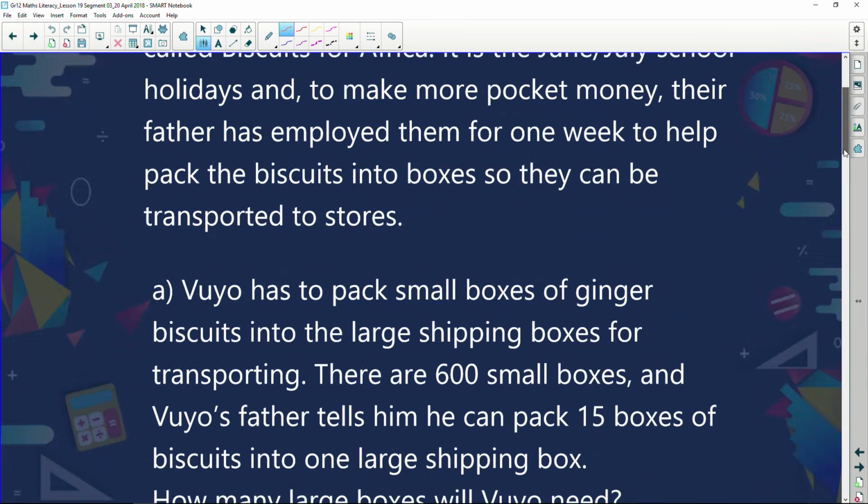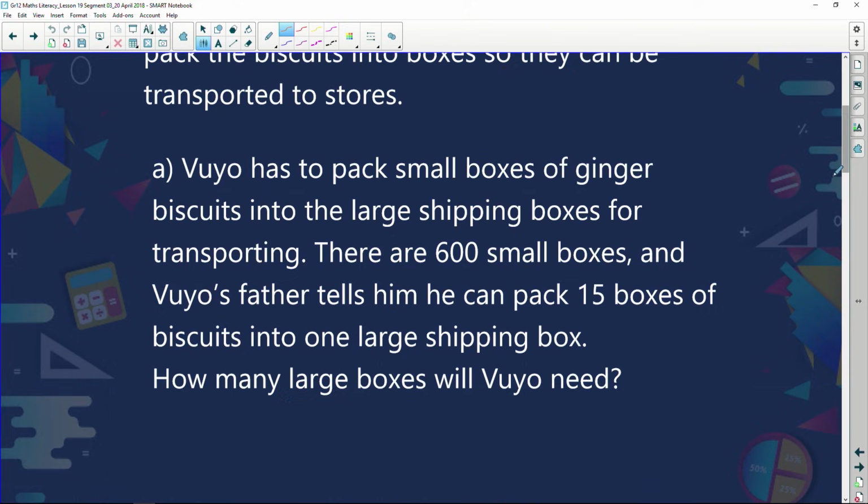Okay. Vuyo has to pack small boxes of ginger biscuits into the large shipping boxes for transporting. There are 600 small boxes, and Vuyo's father tells him he can pack 15 boxes of biscuits into one large shipping box. How many large boxes will he need?